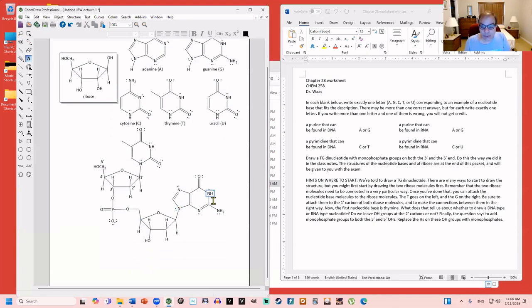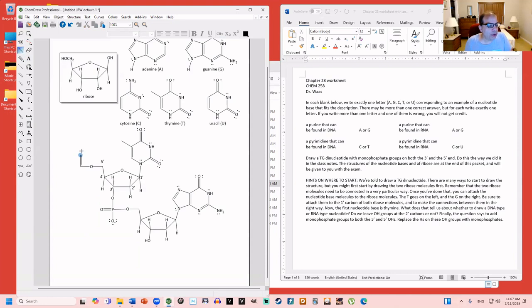Now all we need to do is draw it with monophosphate groups on both the 3' and the 5' end. So we will simply change these. Boy, that's going to continue to give me trouble. I would have expected it to recognize that CH2OH group. Of course, if you're just doing this with pen and paper, you don't have to worry about ChemDraw's weird rules. Now I know we're going to be good.